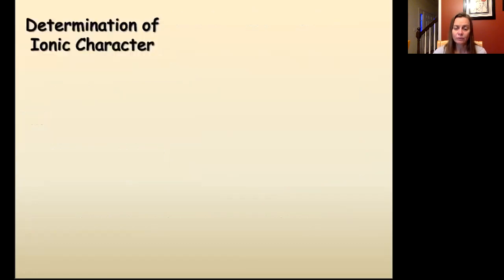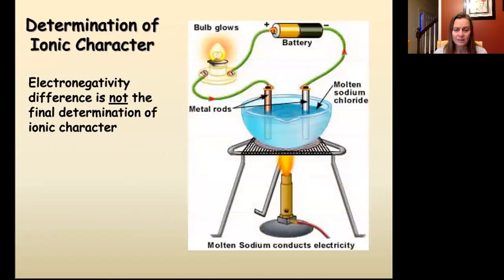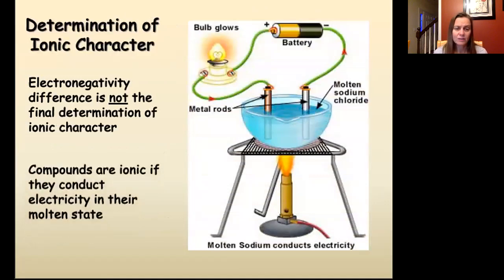So how we truly determine whether or not something is ionic is that if it is in its liquid state and it conducts electricity, then it's an ionic compound. So anything that does not conduct electricity in its molten state or its liquid state is not an ionic compound.